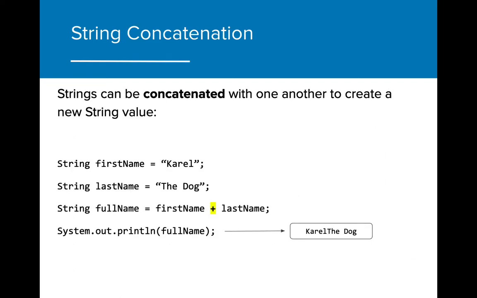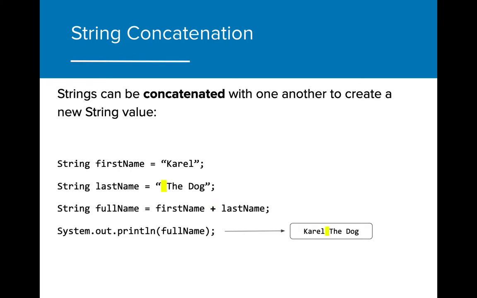Another important feature of strings is that we can concatenate strings together. Concatenation is the process of adding two string values together. Here we've created a new variable, fullName, that holds the value of firstName plus the value of lastName. When we print it, we can see that fullName holds both values put together. We write concatenations by using the plus sign.